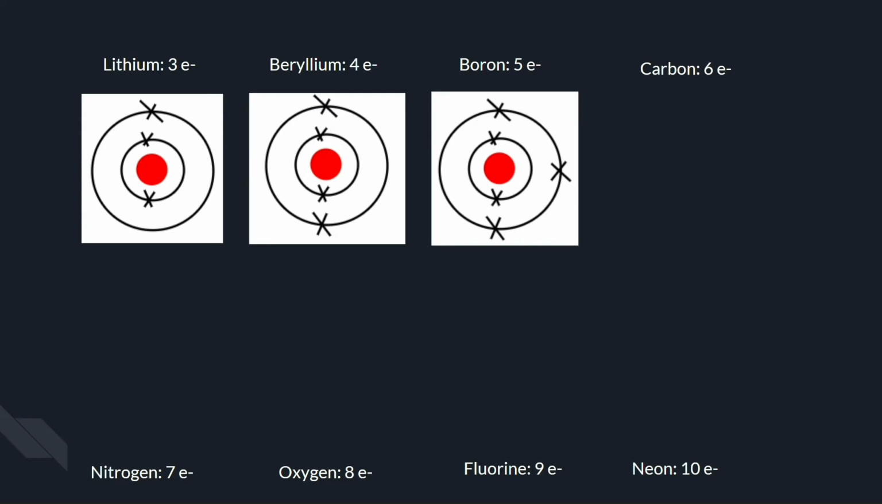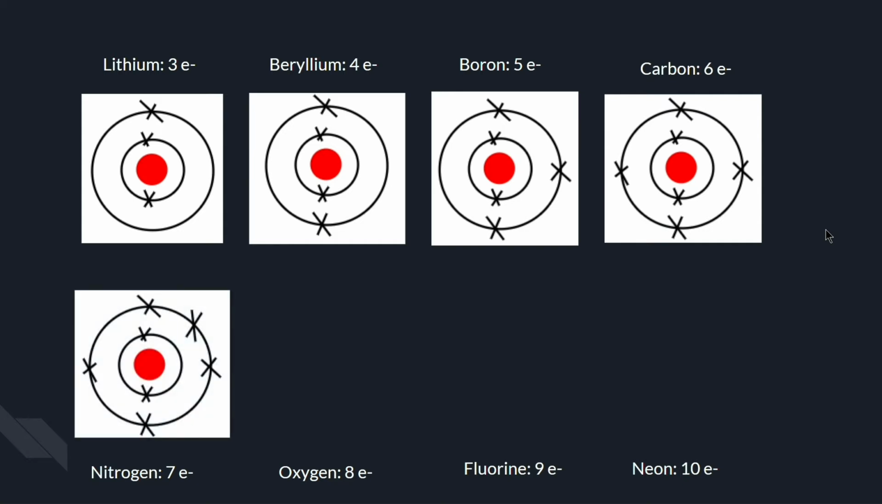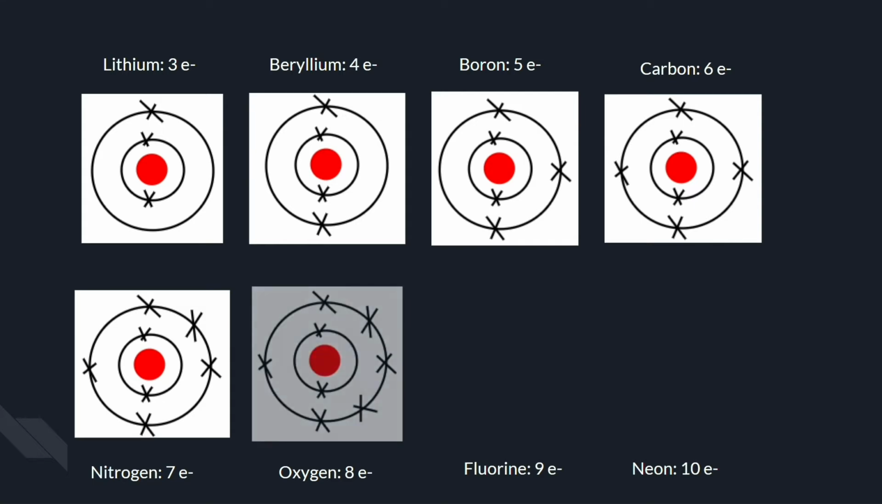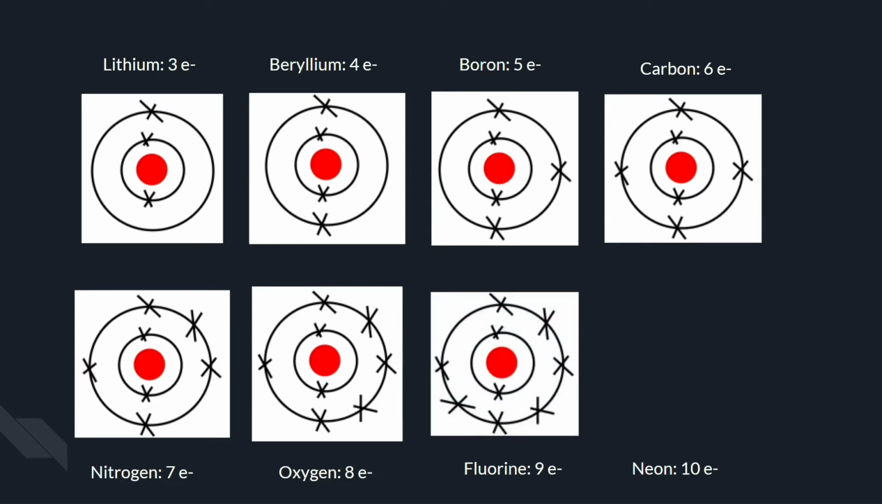And boron, we have 5, so we have 3 in the outer shell. Carbon, we have 6, so we have 4 in the outer shell. Nitrogen, we have 5 in the outer shell because it has 7 electrons in total. And oxygen, we have 8 electrons, which means 6 electrons in the outer shell. And fluorine, we have 9, so it's 7 electrons in the outer shell.